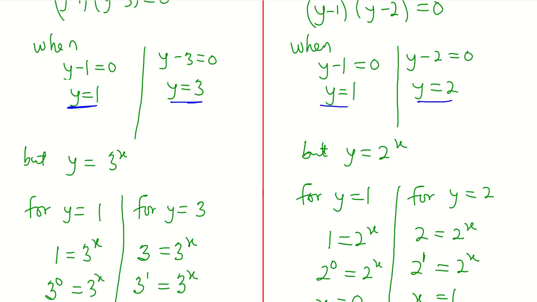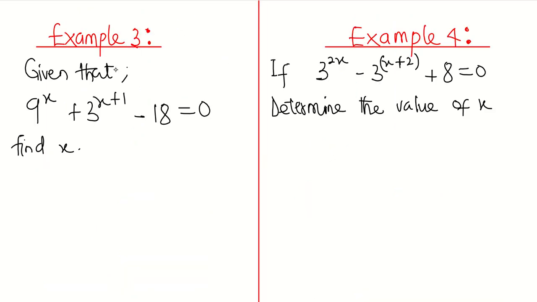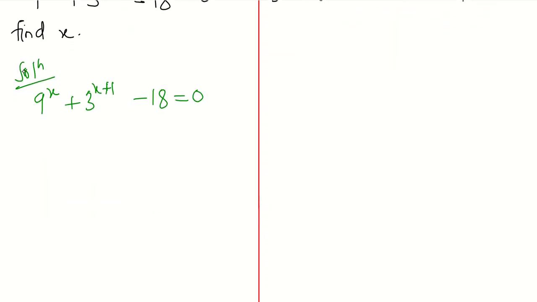So in our next example, example 3, given that 9 exponent x plus 3 exponent x plus 1 minus 18 is equal to 0, find x. So we can write our solution as 9 exponent x plus 3 exponent x plus 1 minus 18 equal to 0. With this, we have to look for a common base and a common exponent and equate it to a preferred variable, and in this case we are using y. You can use a, m, w, it depends on you.